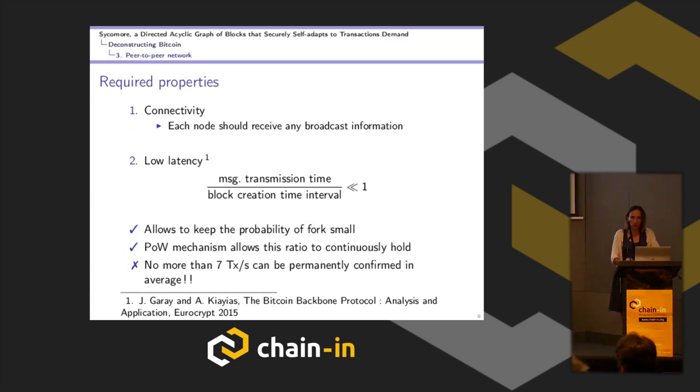But there are two important properties which are required for Bitcoin to work. First, connectivity, meaning that each single node of the system should be able to receive any broadcast information, transaction, and block. This is very important. And the second property is low latency. This allows Bitcoin to maintain a very small ratio between the message transmission time and the time it takes to create two successive blocks. And this ratio must be very, very small so that the probability of fork is kept small.